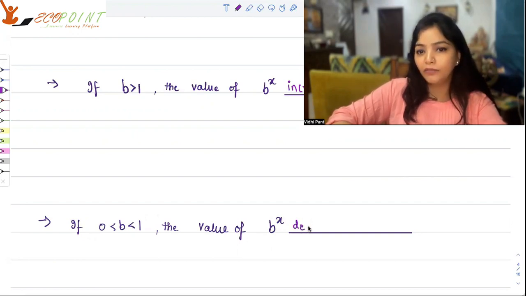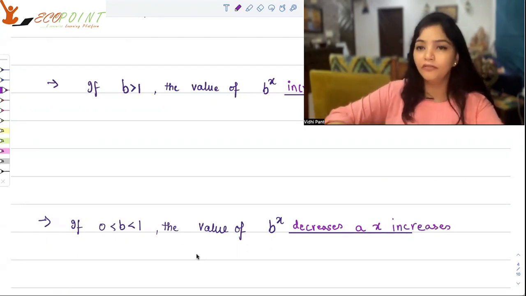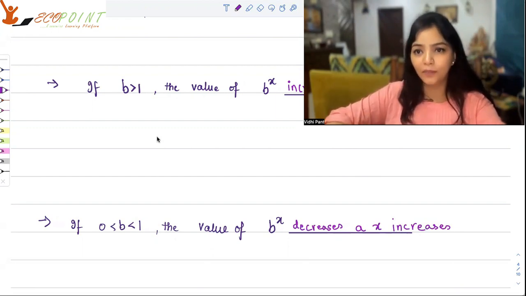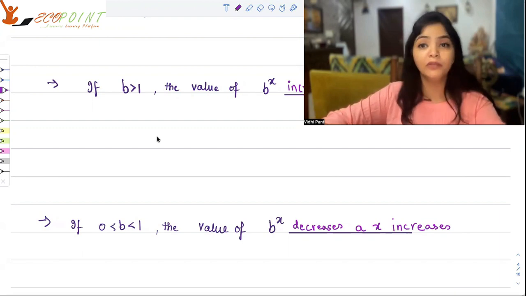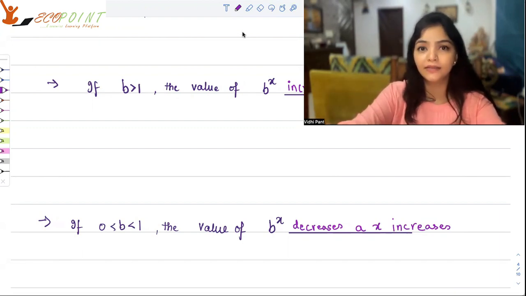So the value of b to the power x decreases as x increases. Because you're talking about a fraction between 0 to 1. That's your base. And then you're taking power. Now, no matter what is in the power, as you increase the value of what you have in the power, the value of b to the power x would actually decrease.